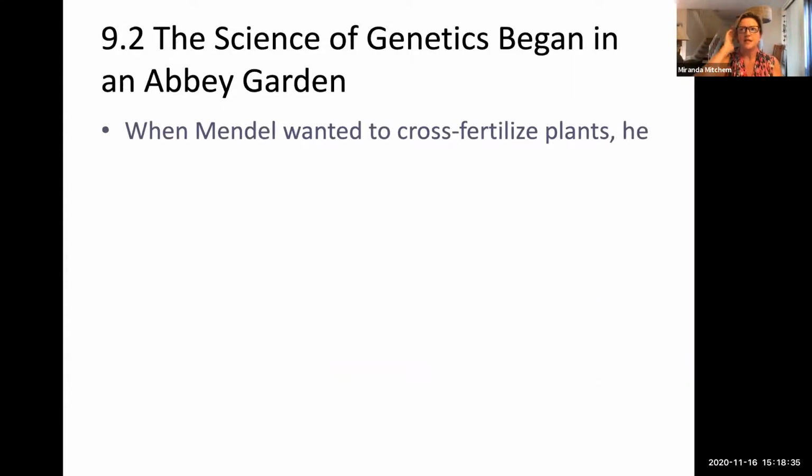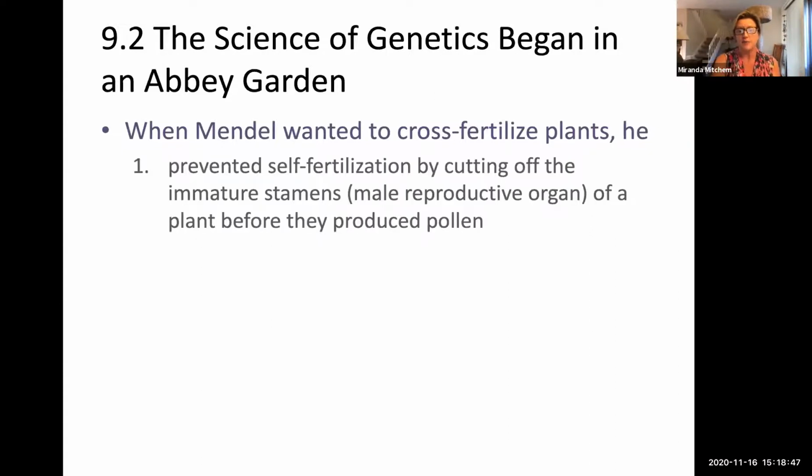So what he did is he took pea plants and controlled the mating of them. He was attempting to cross-fertilize plants, and he did this by preventing self-fertilization. Some plants are capable of self-fertilization as well as using forms of sexual reproduction. Mendel wanted to look at these heritable factors being passed from parent to offspring, so he did this by preventing self-fertilization of the pea plants, and he specifically did this in the male pea plants.